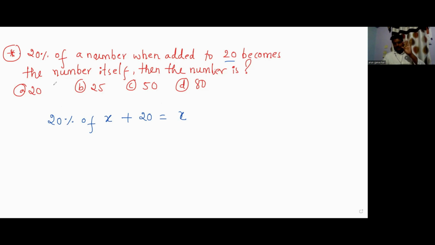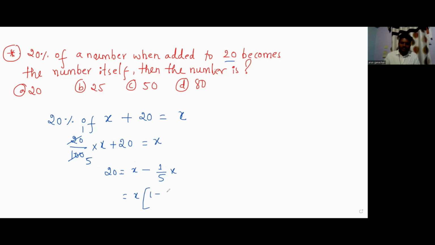Whatever the sentence is given, try to write it in mathematical form. That's your first clue. 20% of a number when added to 20 becomes x. So 20% matlab kya? 20 by 100 into x plus 20 is equal to x. Yes or no? Or 1 by 5 x plus 20 is equal to x. Or 20 is equal to x minus 1 by 5 into x. If I take x as common, I will be left with 1 minus 1 by 5. What is 1 minus 1 by 5?